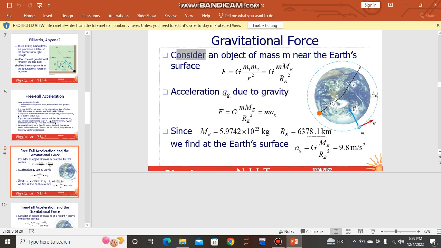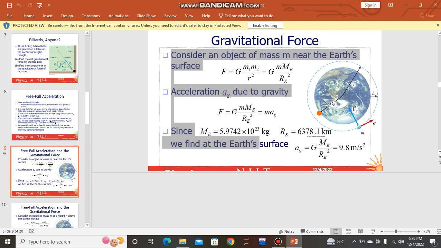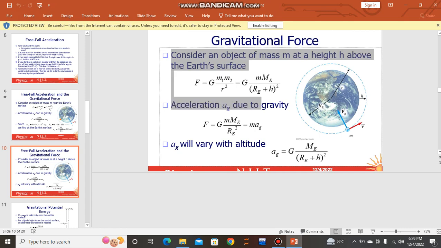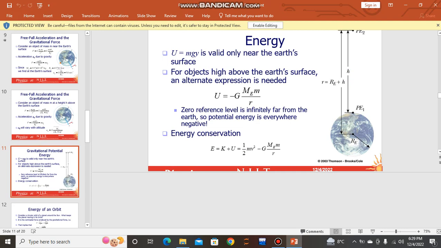Consider an object of mass m near the earth's surface. Acceleration due to gravity g we find at the earth's surface. Gravitational force: consider an object of mass m at a height h above the earth's surface. The acceleration due to gravity g will vary with altitude. Gravitational potential energy U is equal to mgy, which is valid only near the earth's surface. For objects high above the earth's surface, an alternate expression is needed.